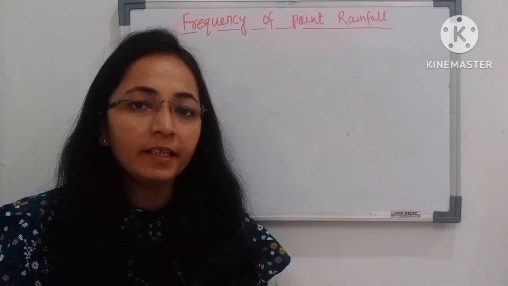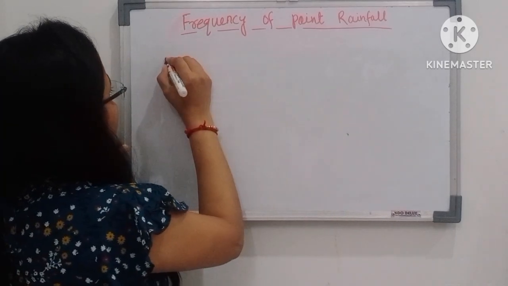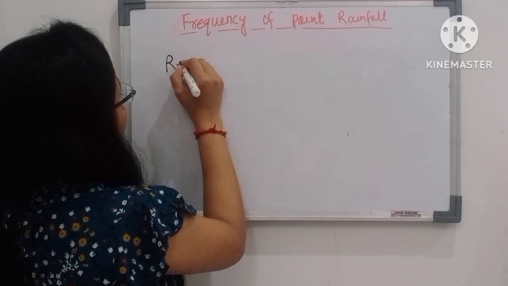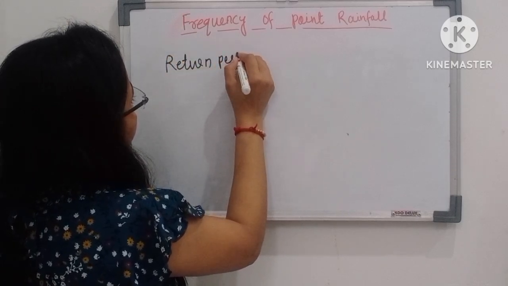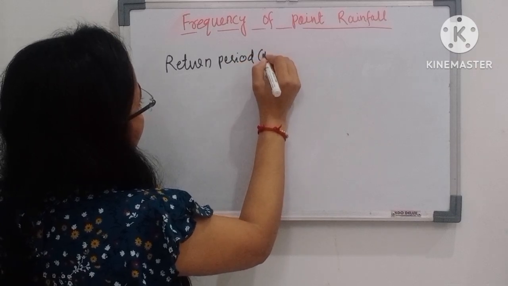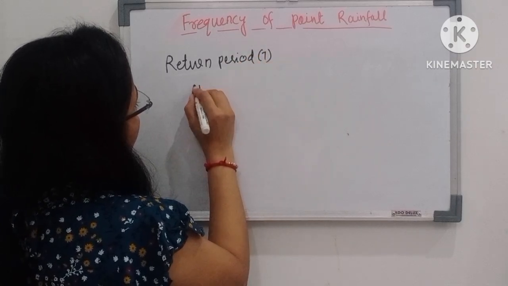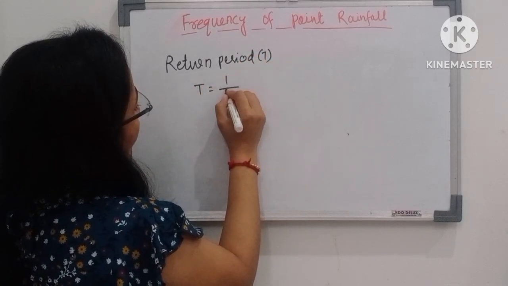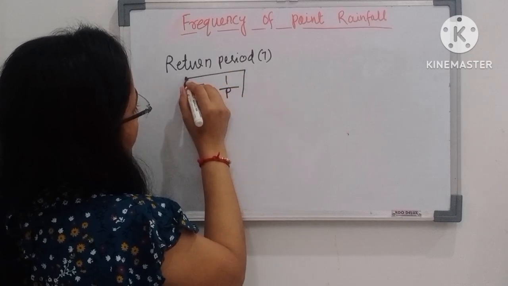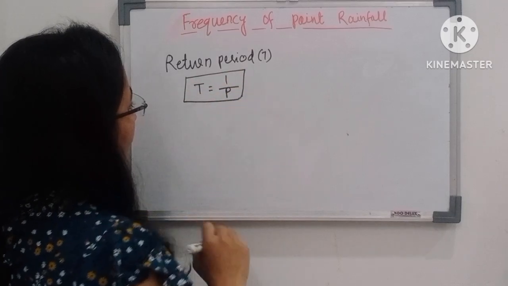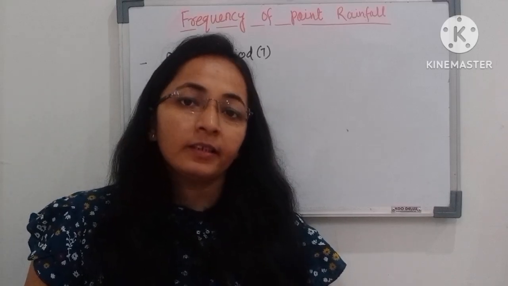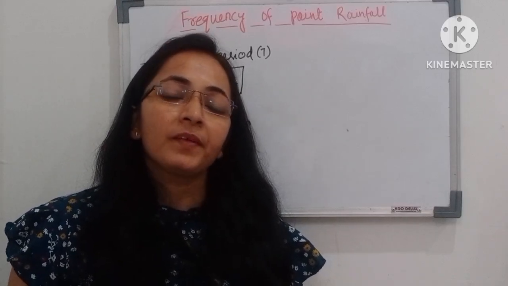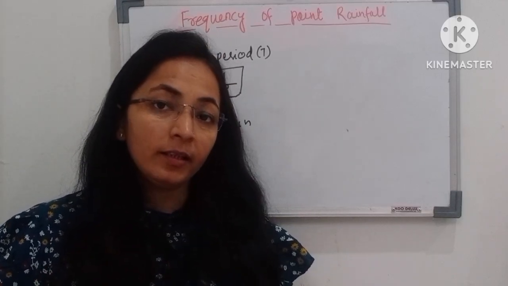So return period T is calculated by T is equal to 1 by P. P is the probability of rainfall. So probability of occurrence can also be estimated by the binomial distribution.